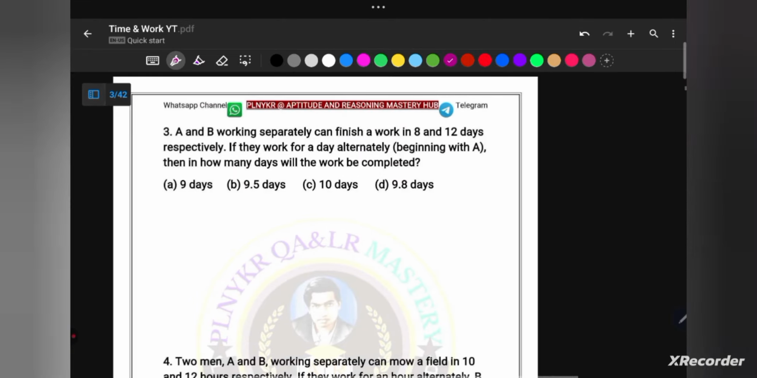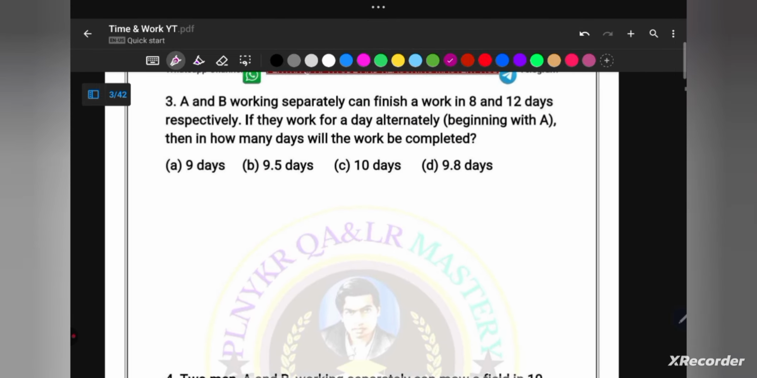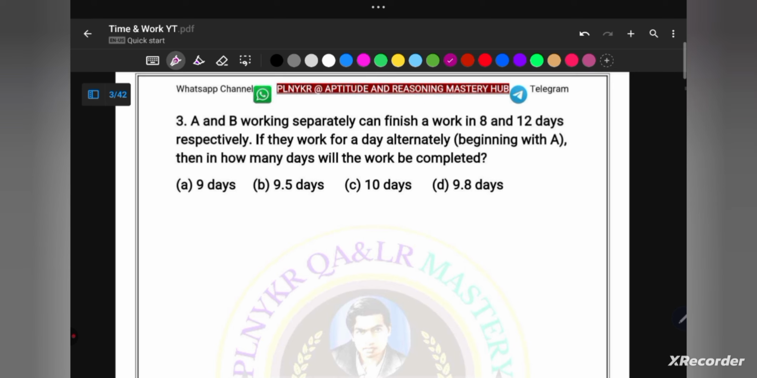The next question. After analyzing and having the right approach, let me know the answer for this question.